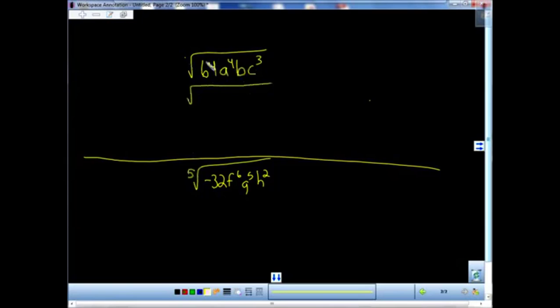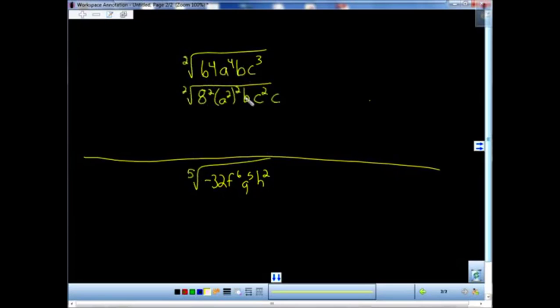So if we start with the 64, what's squared? And this is understood to be a squared if there's nothing here. So what squared gives us 64? Well, it's 8 squared. What squared would give us a to the fourth? Well, a squared would give me a to the fourth. There's no way to take anything squared and get b, so I'm going to leave b alone. And we're going to break c apart. I have a c squared, which I could easily take the square root of, and I have 1c left over.